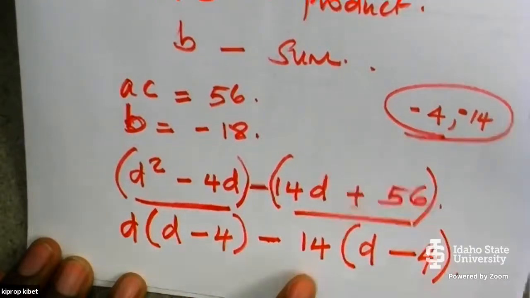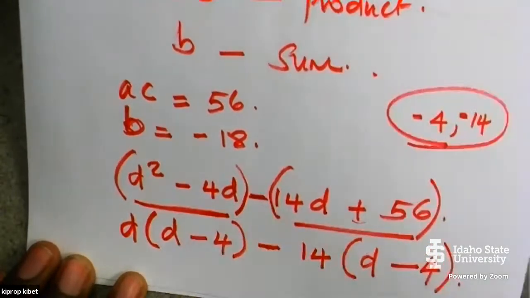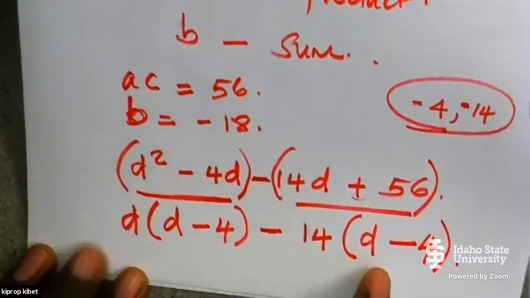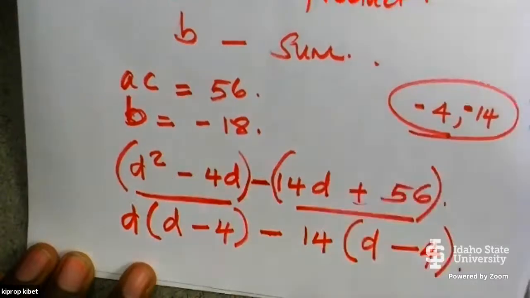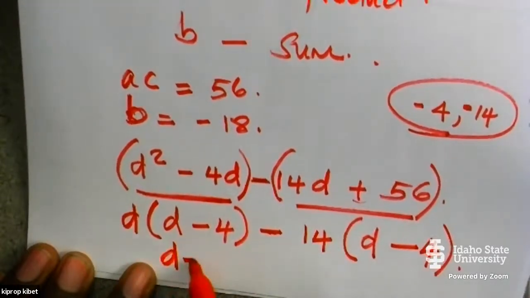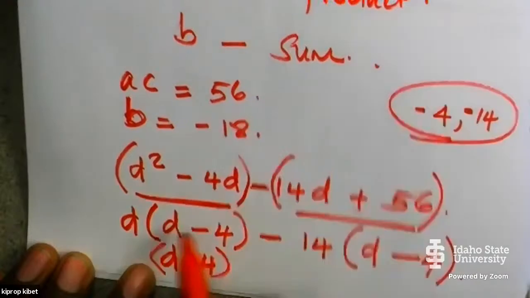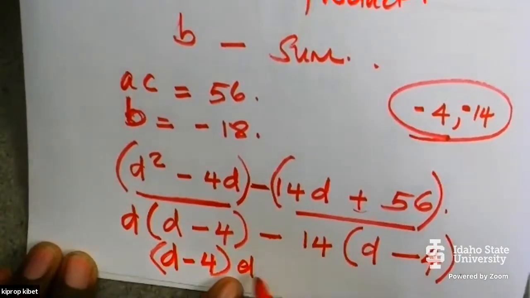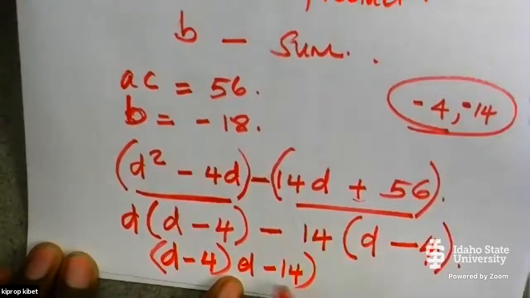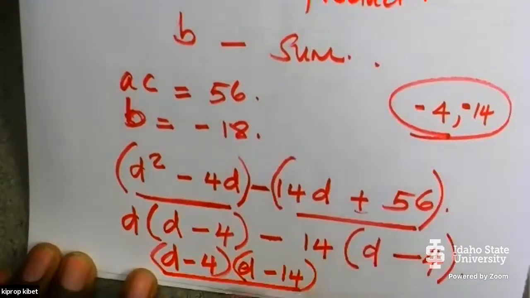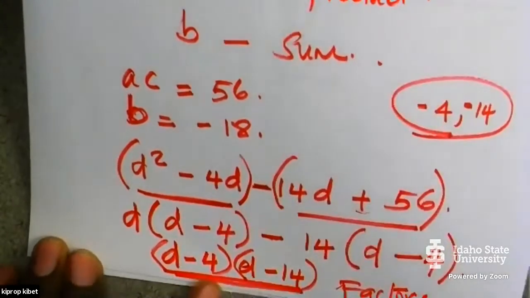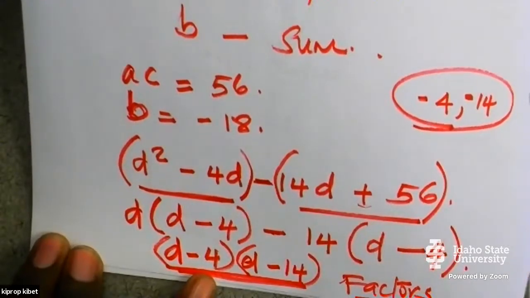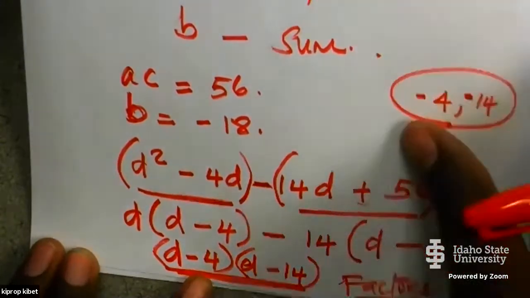Now, what do we do? We again factor out the greatest common factor here. And the greatest common factor there is what? D minus 4. What remains is what? D minus 4. And these are the what? The factors. So these are the factors. Okay.